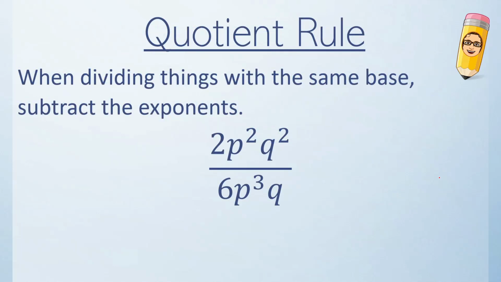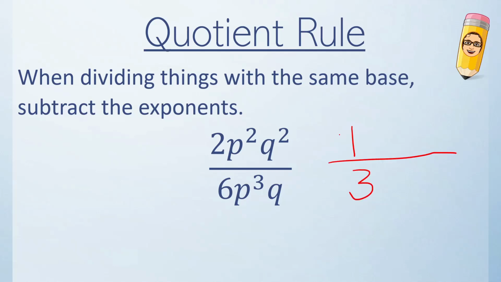Now, when I have the quotient rule, so maybe I have the same base on top of one another, kind of like I have a p over a p, when that's the case, I subtract my exponents. So I'm going to first wait with the 2 over the 6. We can simplify that. That is a fraction, 2 over 6. That is 1 over 3. Notice I'm not subtracting that, though, because it's actually division.